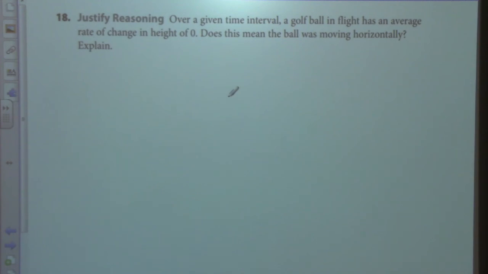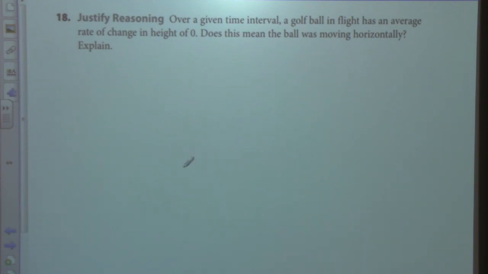I think that over a given time interval, a golf ball has a rate of change sometimes, it does. And it's 0 sometimes. Okay, but you asked the question, does this mean the ball is moving horizontally? Horizontally. I think it does mean that. You do? Because if there's a rate of change of height of 0, that means it's staying the same height, which means it has to be going horizontally. Technically, there's not a change.